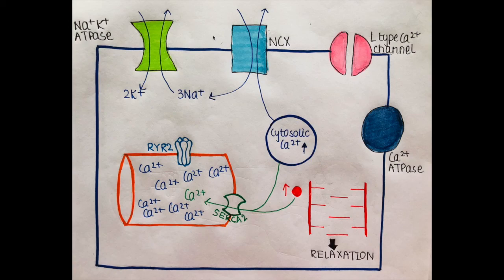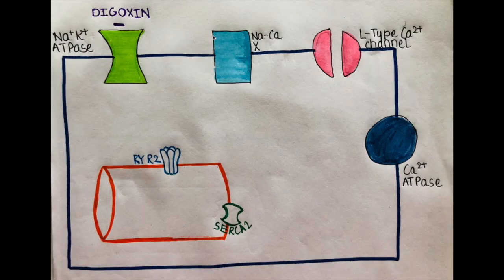Now that we've discussed it, we'll move on to how digoxin works. As we know, digoxin is a positive inotropic agent, so the main indication of digoxin is when the heart is in a hypodynamic state, that is, it is not undergoing enough contractions. So digoxin increases the contractions occurring in the heart. Now let's see how it does.